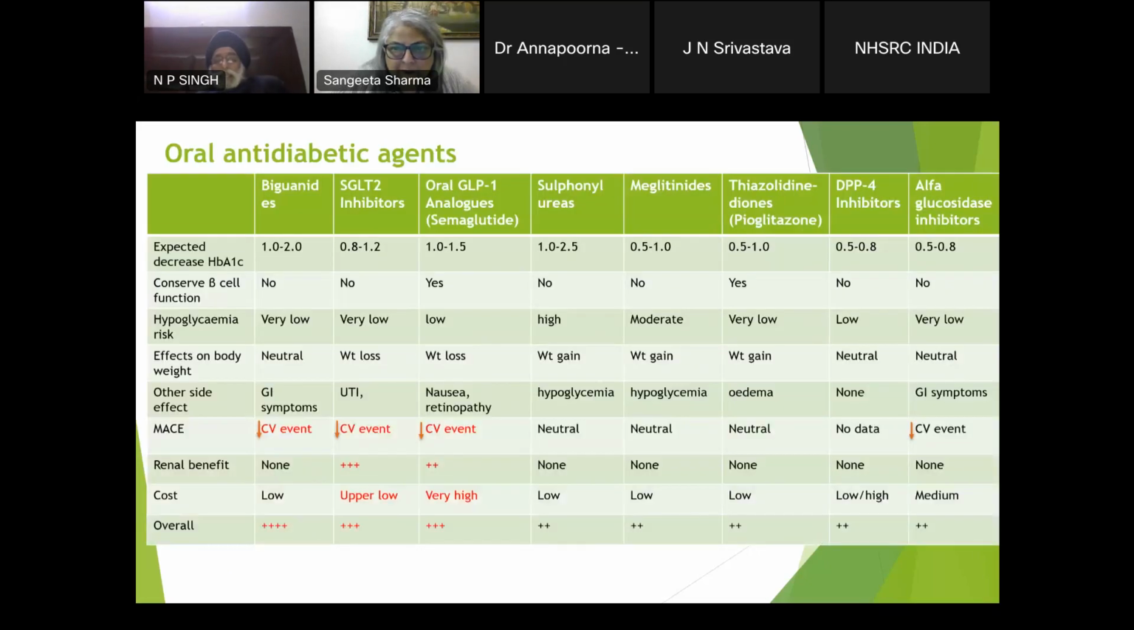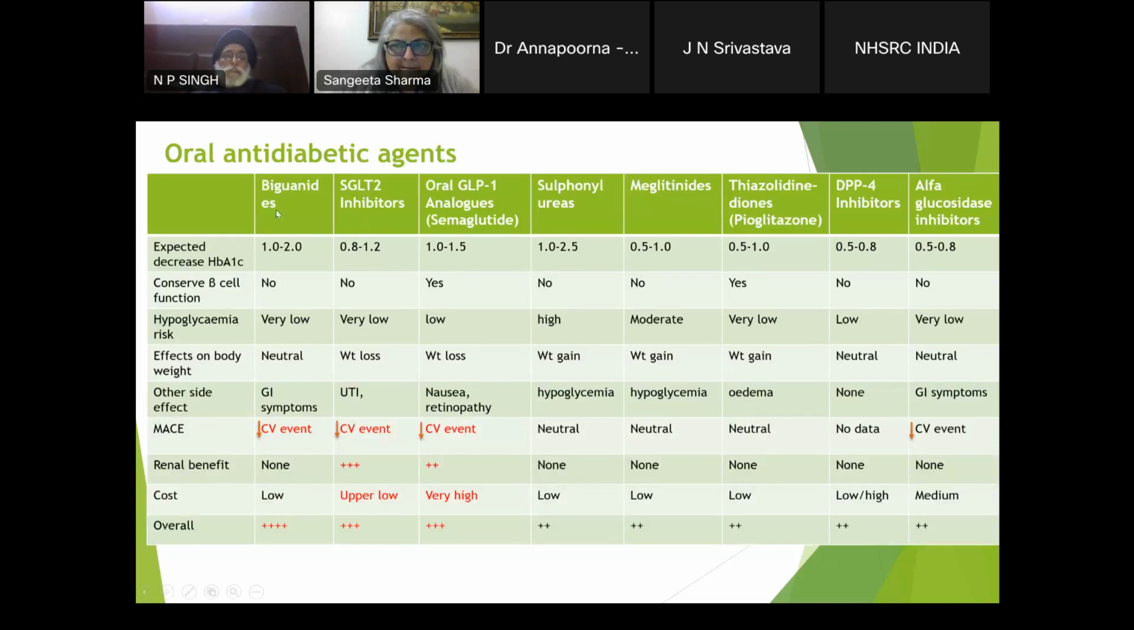So this is again a very, very busy slide. We understand that there is now a huge number of medications available to treat diabetes, but the issue is that we need more time to understand these medications and also to see which medication is important.